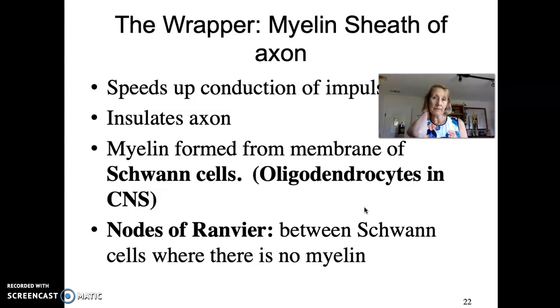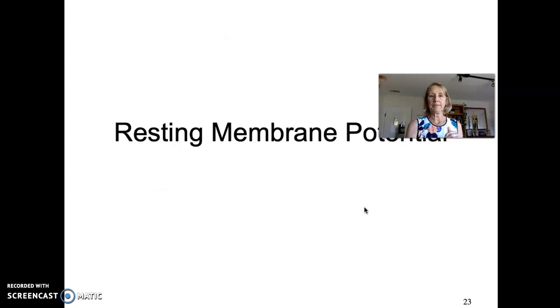This myelin is not covering the axon entirely. It leaves spaces in between, and those spaces are called the nodes of Ranvier. They're very important because action potentials have to travel from one node to the next node, because it's very slow to do it under the myelin. We'll see more about that later.